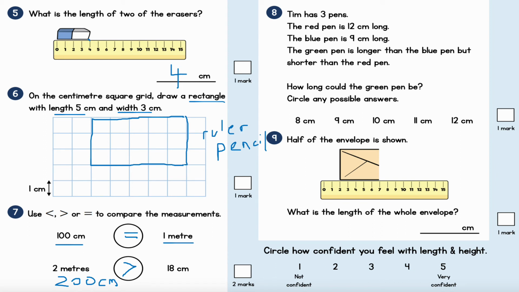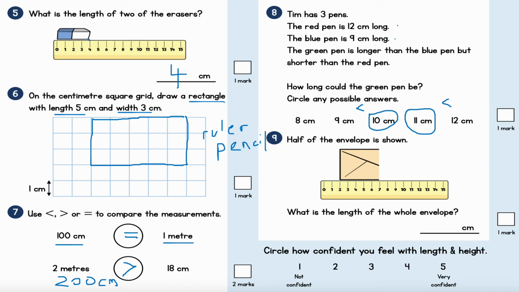Okay. This is question number 8. Tim has 3 pens. The red pen is 12 centimeters long. The blue pen is 9 centimeters long. The green pen is longer than the blue pen, but shorter than the red pen. How long could the green pen be? Circle any possible answers. So it could be 10 and it could be 11. Okay, it can't be 9. It has to be bigger than this, but smaller than this. If I was to put a little inequality, treat it like that. So anything smaller than 12 but bigger than 9. So these two are in between.